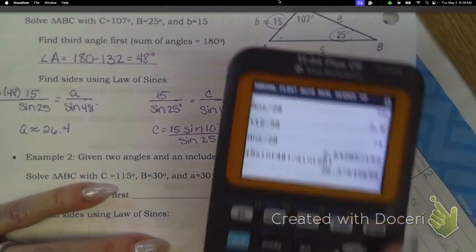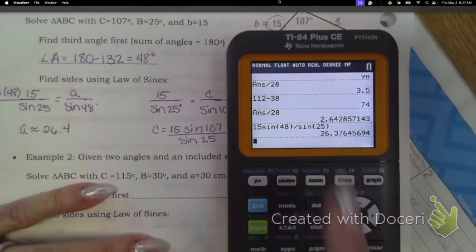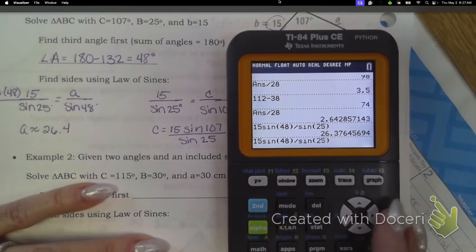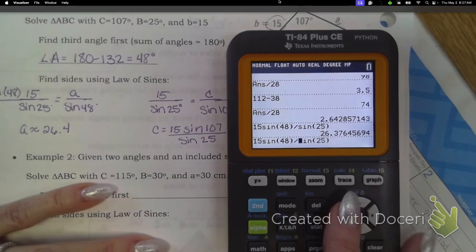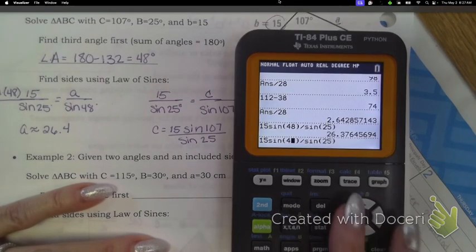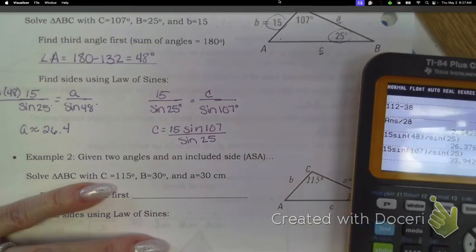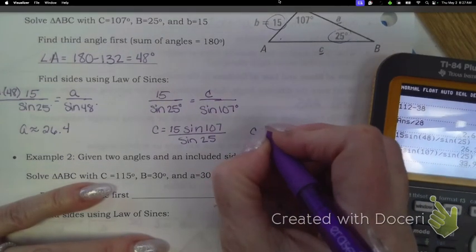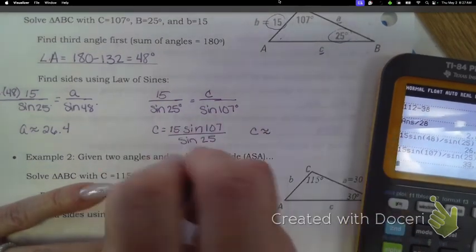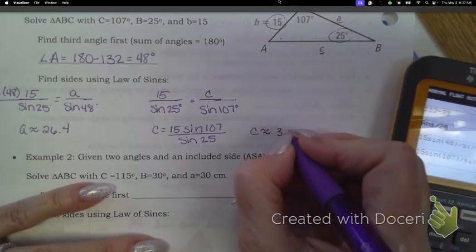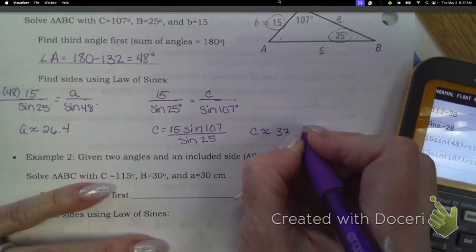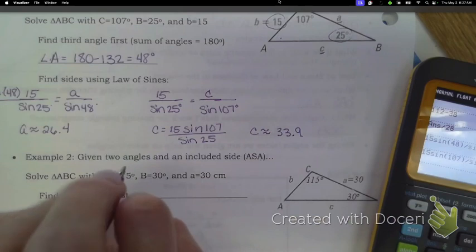The other thing you could also do instead of retyping is hit second enter and go back and change your 48 to 107. So insert the 10 and then 7 if you didn't want to retype it all. So I got approximately 33.9. That's what you guys got.